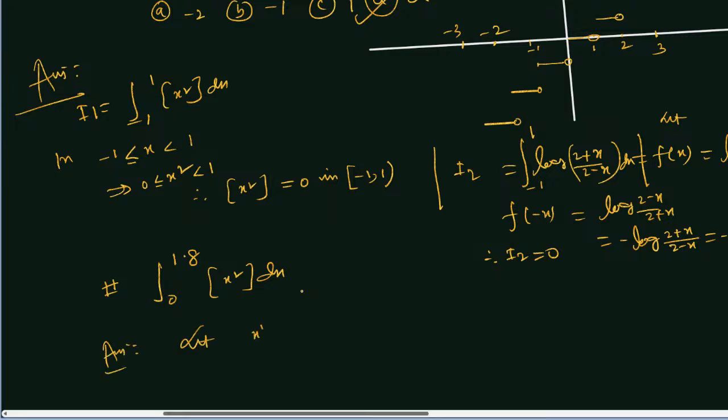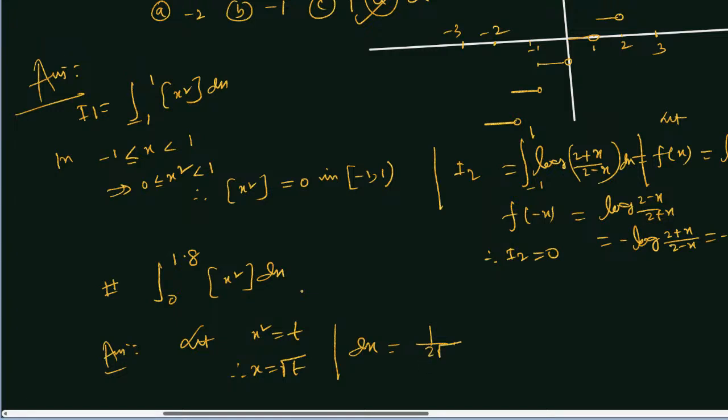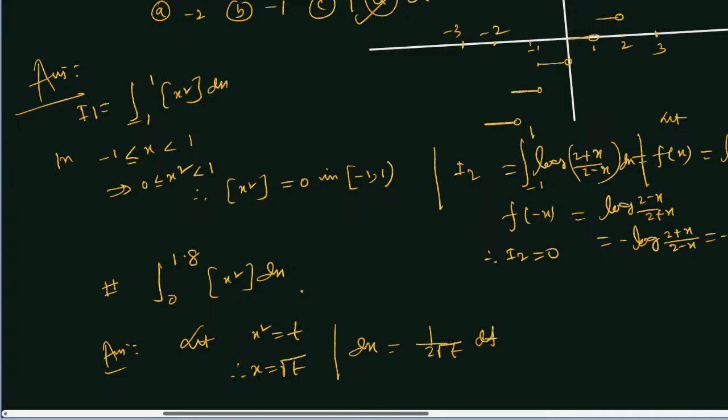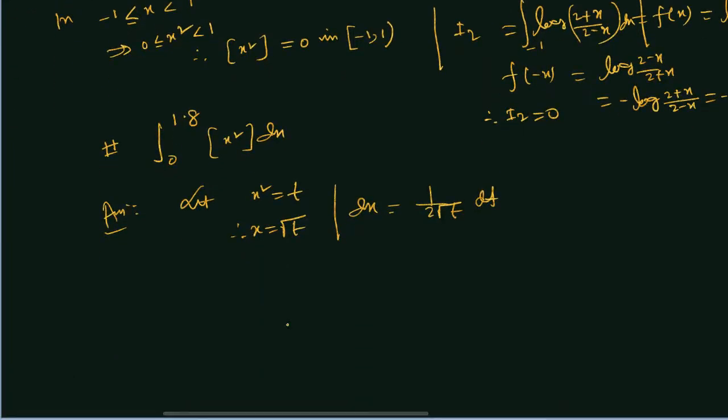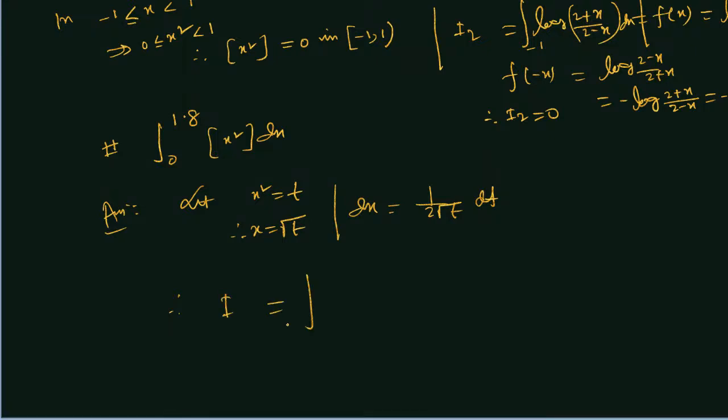Let x squared equal to t. So x is root t, dx is 1 by 2 root t dt. Alright? Now put it there. So I equal to what? You change the limit also. Isn't it?